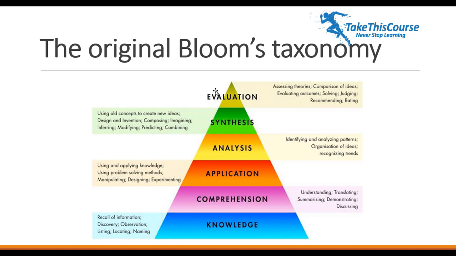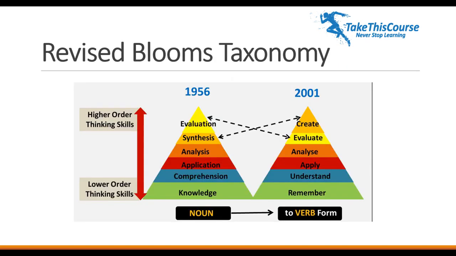So you can see that the original Bloom's taxonomy had 6 levels. You will see all Bloom's taxonomy models have 6 levels, starting with knowledge, comprehension, application, analysis, synthesis, and evaluation. Now what happened after 1956? They thought there was a need to revise Bloom's taxonomy. So in 2001, Bloom's taxonomy was revised, but there were no major changes, just the change from noun to verb form. From knowledge, it changed to remember. Okay, the concept inside remains the same.